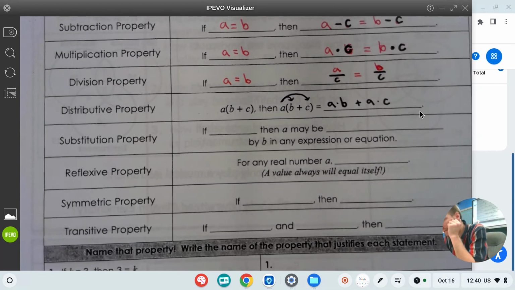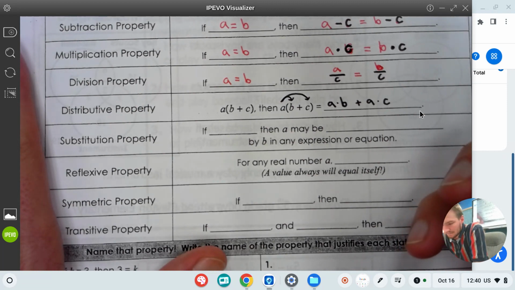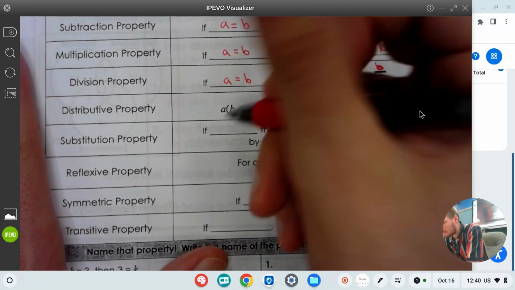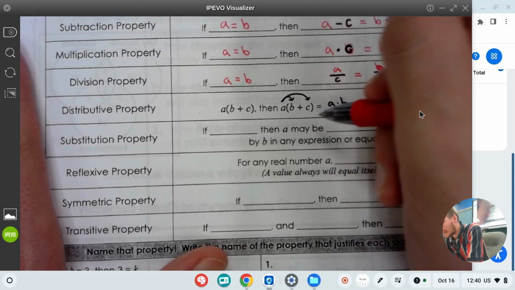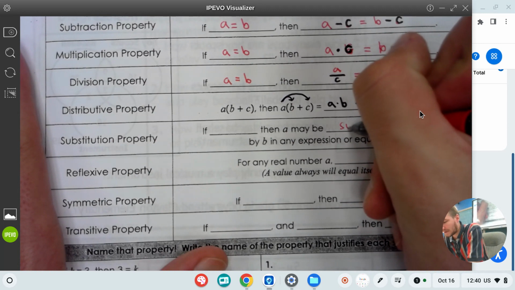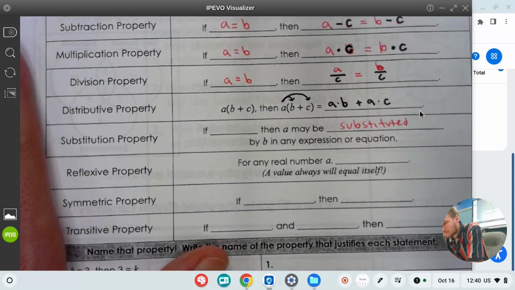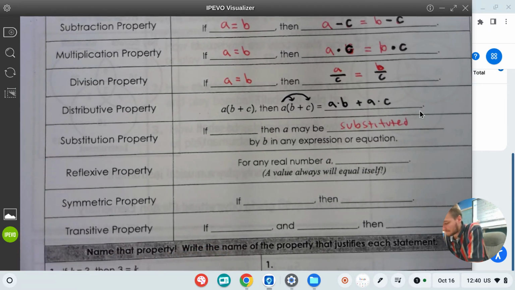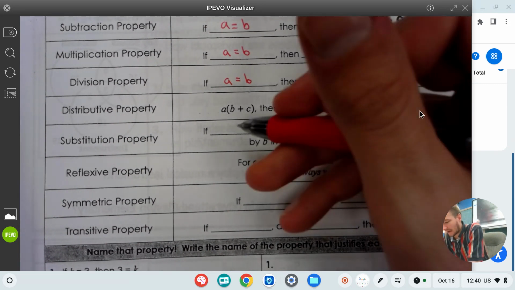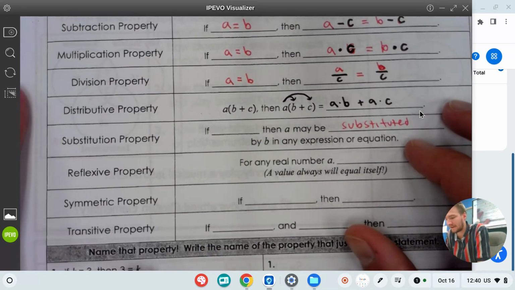To be honest, how do they want us to write this on substitution? Substitution is when we plug one into the other one. If A equals B, then A may be substituted by B. Here, we'll write the word substituted here. I'm not really sure what is supposed to go in this blank, but whatever. We'll see it down on the bottom with the examples, and maybe we'll come back to figure it out.